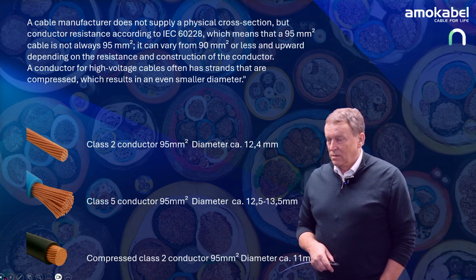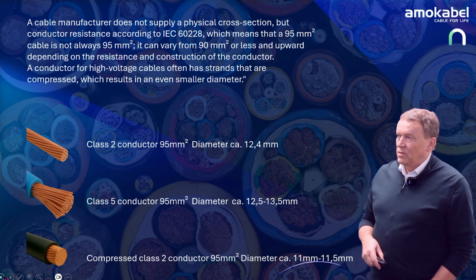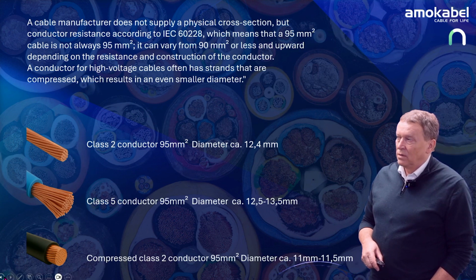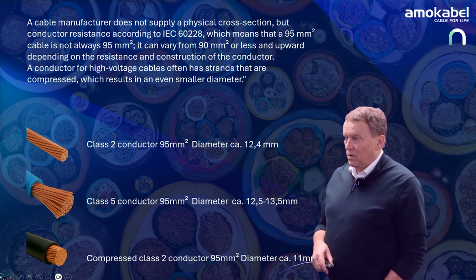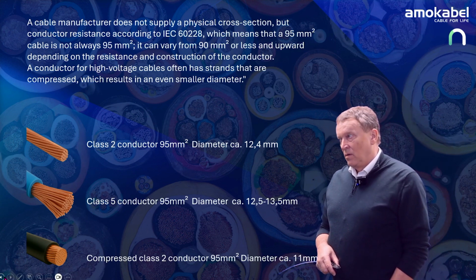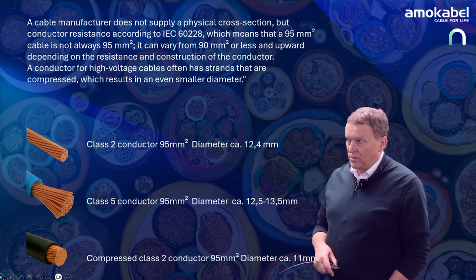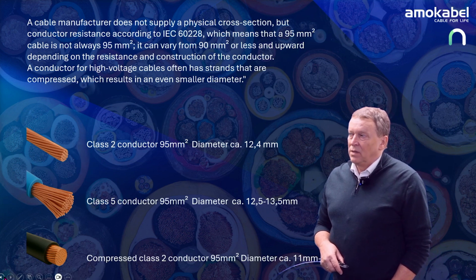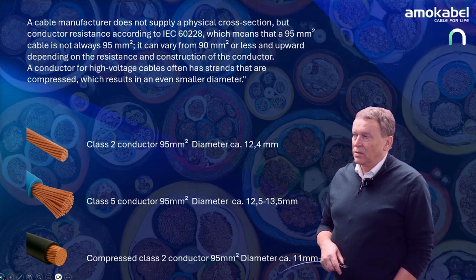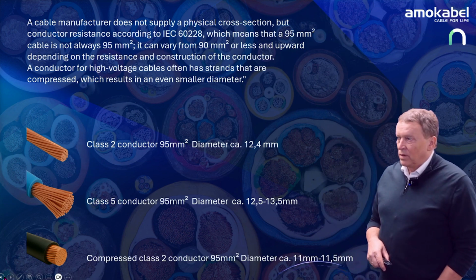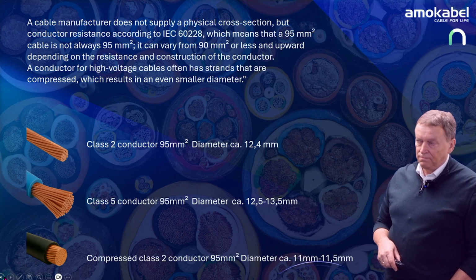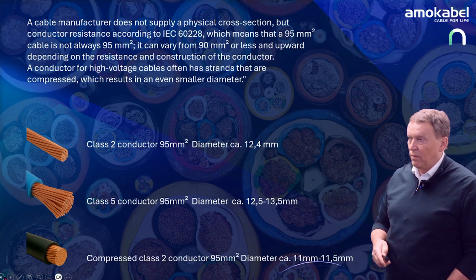Typical diameters for Class 2 and Class 5, for 95 square, for example, it's 12.4. For a Class 5 conductor it is 12.5 to 13.5. Also, Class 2 can vary a bit from 12.4 up to 15 or 16, but that's in the range for the cable lugs. Compressed Class 2 conductor, 95, beware of this, the diameter is 11 to 11.5. That can be a challenge for the cable lugs.